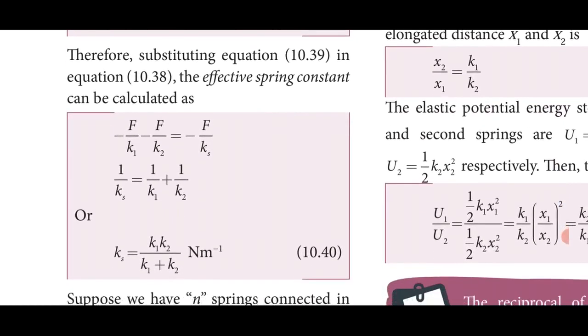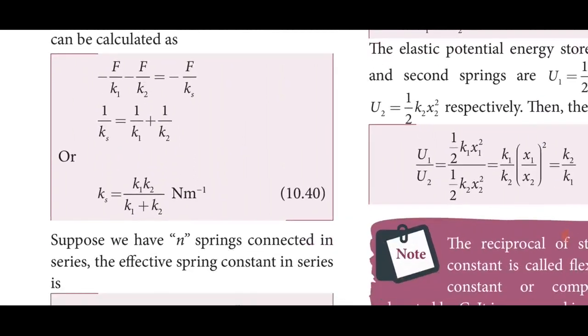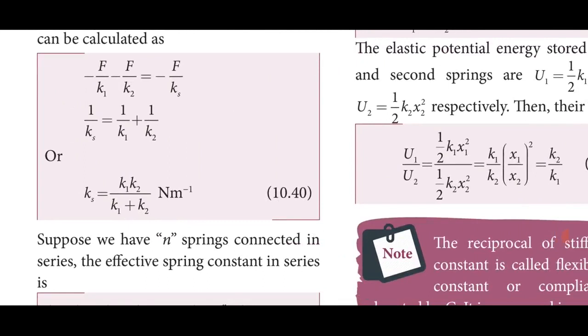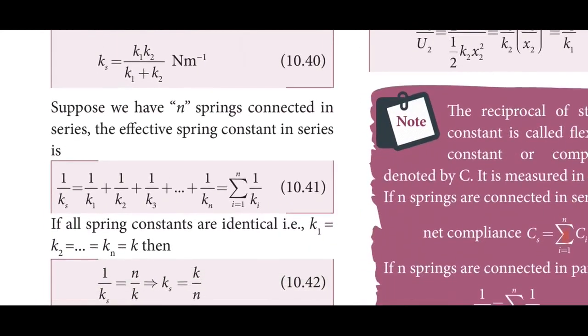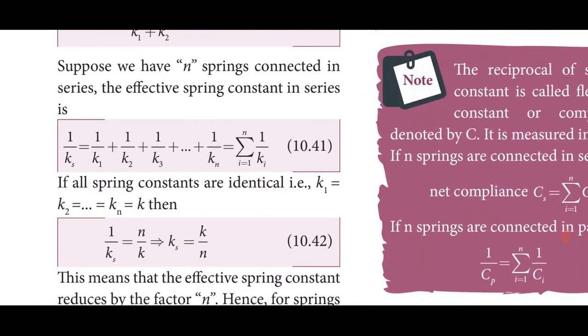So what is the effective spring constant? Minus F by Ks. The minus signs cancel. So 1 by Ks is equal to 1 by k1 plus 1 by k2, that is, Ks is equal to k1 k2 by k1 plus k2, in newton per meter. If n springs are connected in series, the effective spring constant is 1 by Ks equal to the summation over i of 1 by ki, taking the integer values.